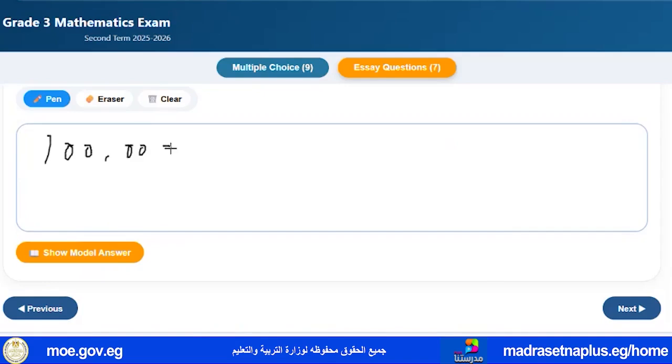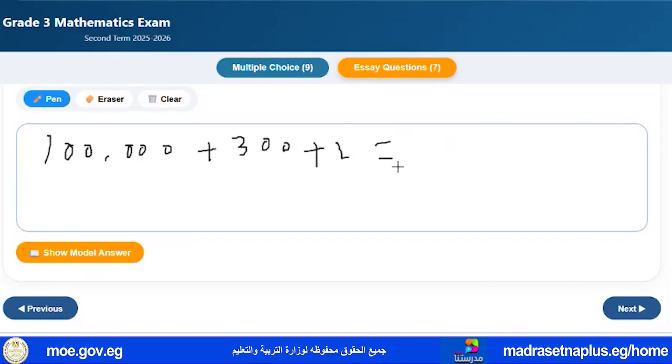100,000 plus 300 plus 1. This is called what? Called expanded form. Can you get a standard form of this number? Yes, it's easy to get a standard form.